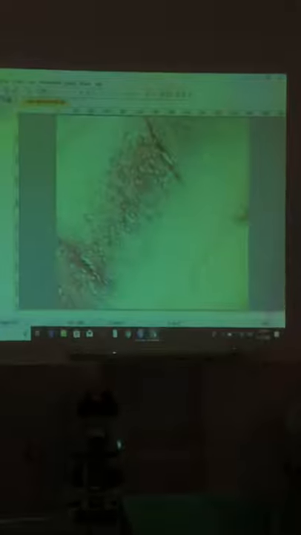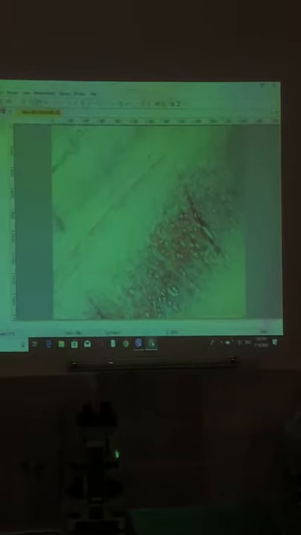Now, let's see this section. Who can tell me, is this section taken from the bone or from the cartilage? Why? Because we can easily identify the perichondrium and also the types of the cartilage. Now, first, let's look at the perichondrium. Who remembers the perichondrium? It's a tough layer of fibrous connective tissue and also the chondrogenic layer.